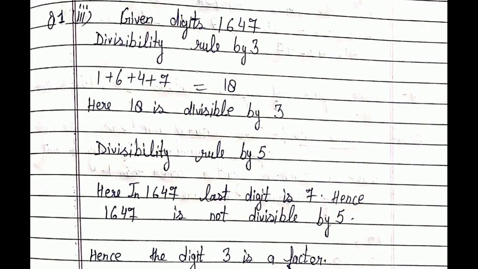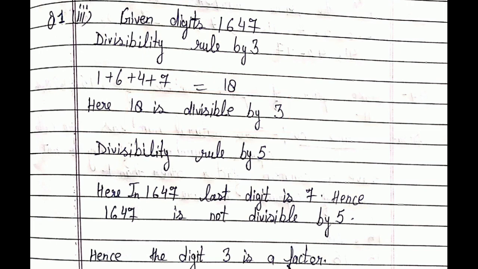Now the given number is 1647. What we will do for finding whether this number is divisible by 3 or not is add all the digits of this number. After adding this, we are having 18. Now 18 is divisible by 3, hence this whole number will be divisible by 3. Now we will check the divisibility rule by 5.